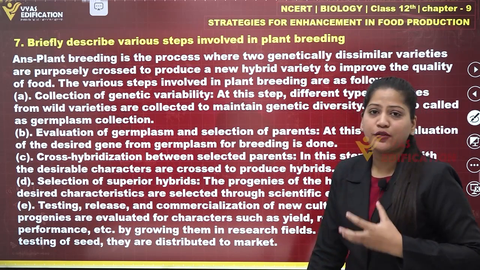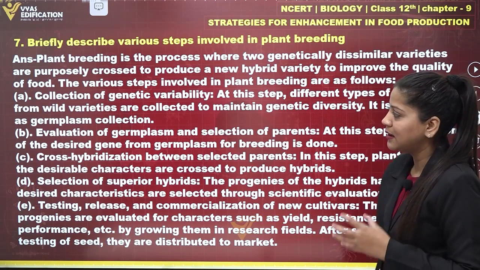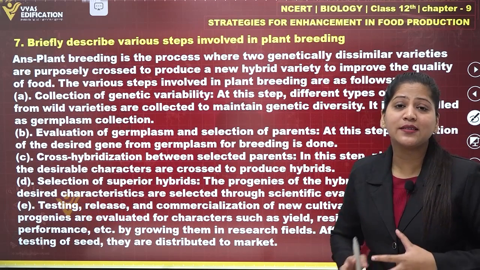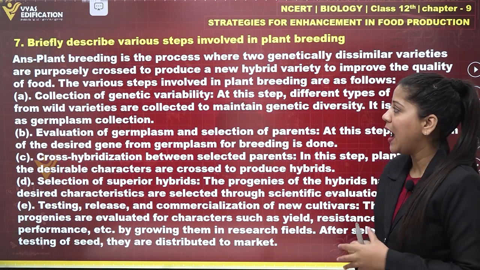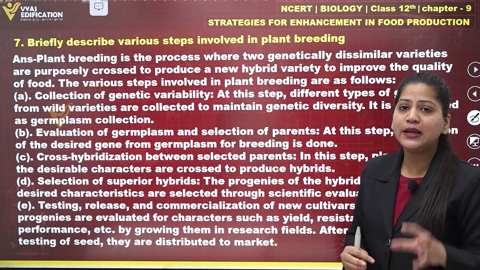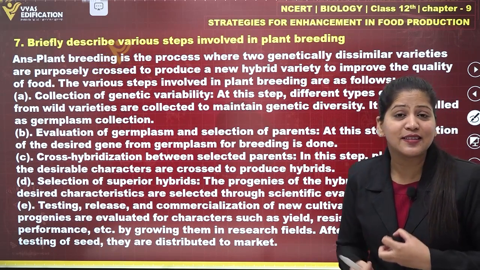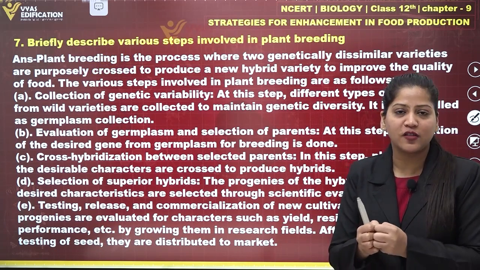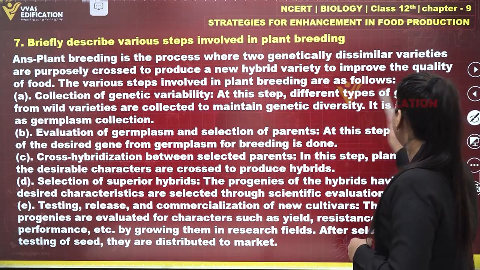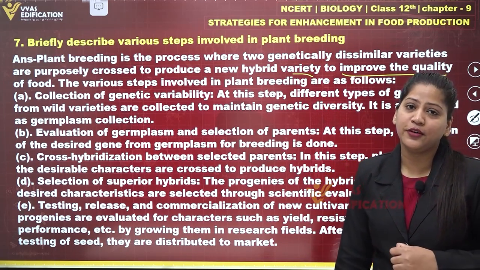So we have a written detailed solution for this question over screen, and in this answer, you can clearly see the various steps involved and what this answer is actually saying. That what is plant breeding? First of all, plant breeding is the process where two genetically different or genetically dissimilar plants are purposely crossed with each other to produce a new variety of hybrids, to improve the quality of food.